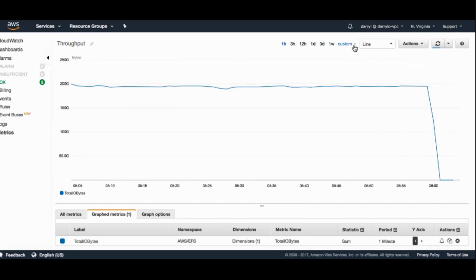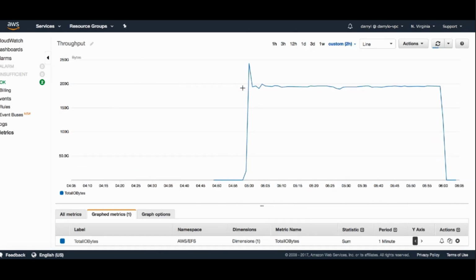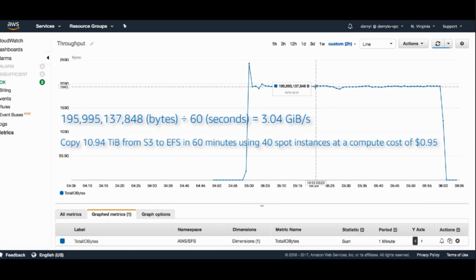So the entire process took approximately 1 hour. During this hour, we were able to ingest just under 11 terabytes of data. I think the actual number was around 10.94 terabytes. And we did this using a fleet of 40 EC2 spot instances. I believe they were C4 large instance type.